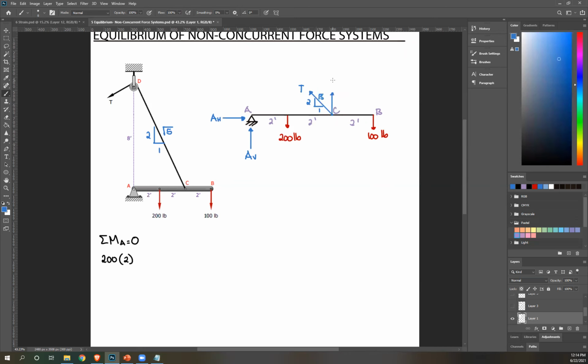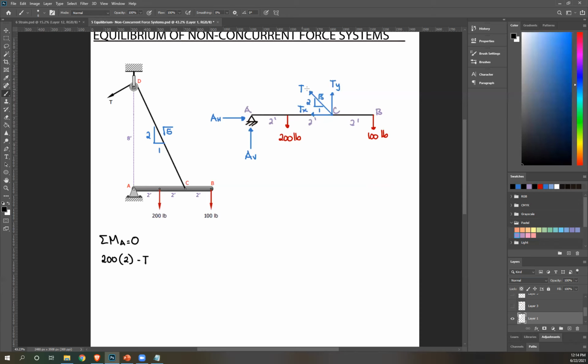So this is Ty, and then this is Tx. Tx passes through A as well. So ignoring that, we're left with Ty, rotate about A. That's counterclockwise, so negative Ty.